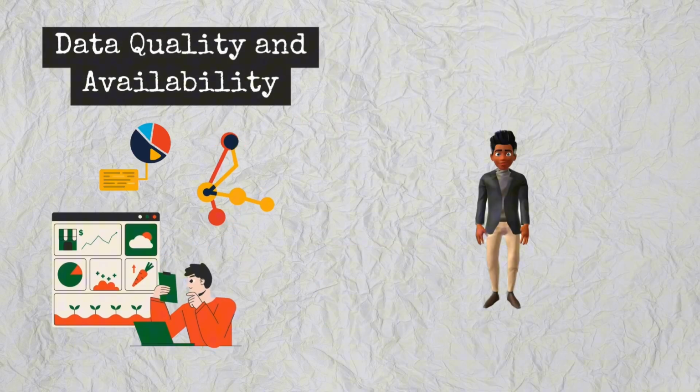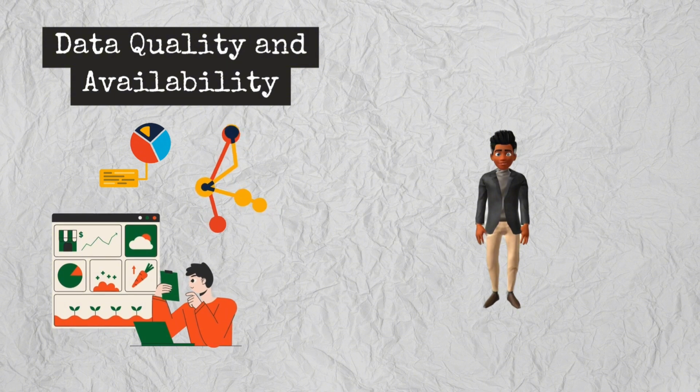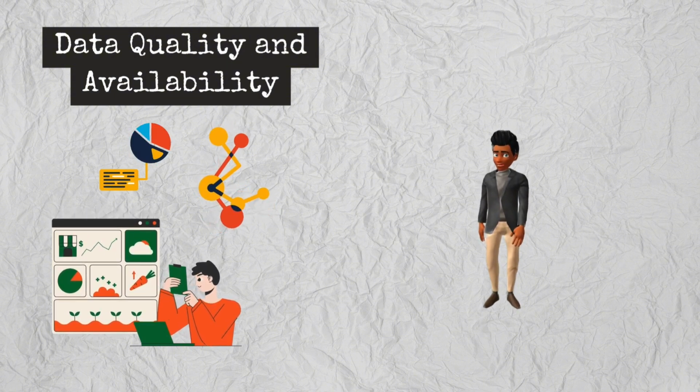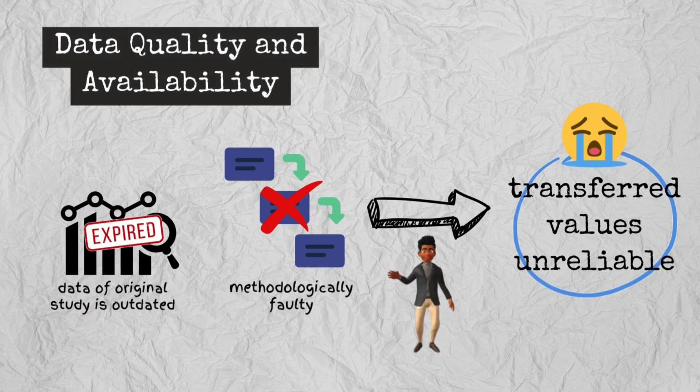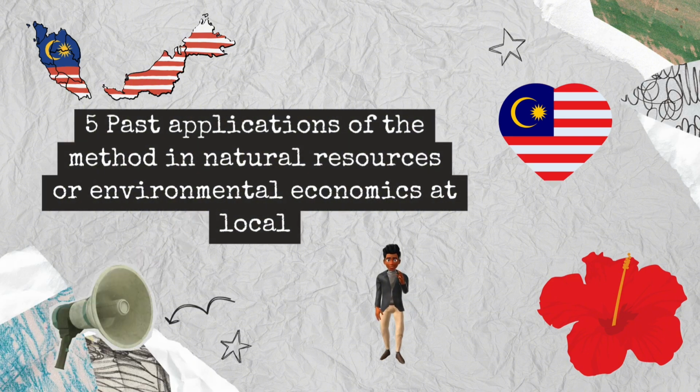Data quality and availability is a weakness of the benefit transfer method. The accuracy of the benefit transfer depends heavily on the quality of the original study and the availability of relevant data. If the original study is outdated, methodologically flawed, or lacks robustness, the transferred values may be unreliable. Furthermore, the absence of suitable studies for the policy site can force the use of less relevant data, increasing the risk of inaccuracies. There are some cases in the past applications of the method in natural resources or environmental economics.